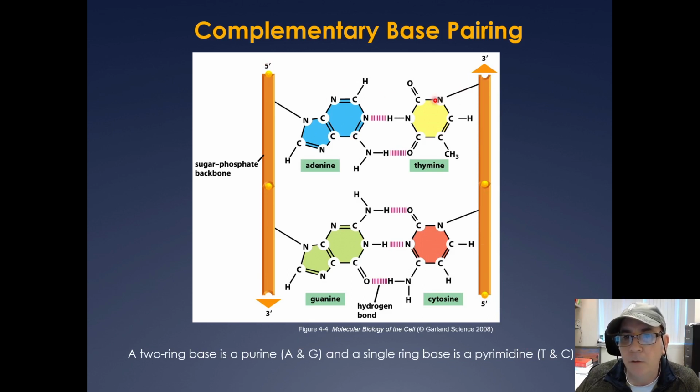Now, adenine always base pairs with thymine, and guanine always base pairs with cytosine. There are 2 hydrogen bonds between adenine and thymine, and 3 hydrogen bonds between guanine and cytosine. Just for completeness, whenever you have 2 rings, that base is considered a purine. So A and G both have 2 rings, and a single ring is considered a pyrimidine. So purines always base pair with pyrimidines.